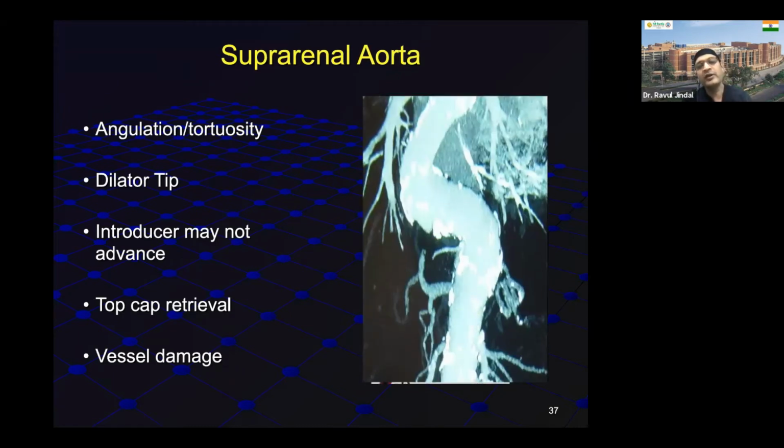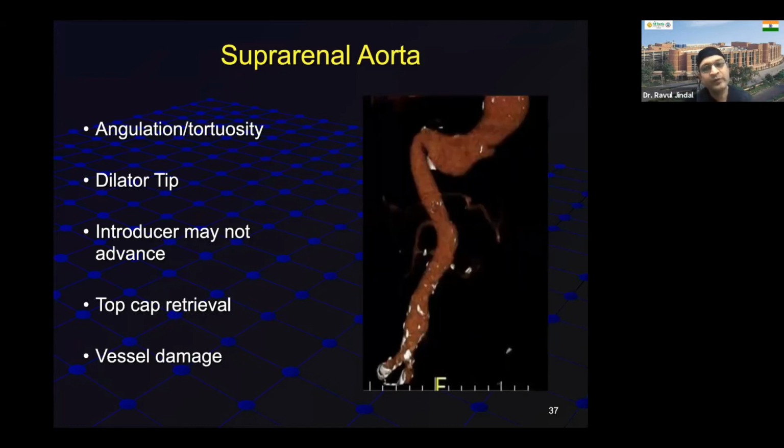Then look into this angulation. Once you see such an aneurysm here, there could be a problem in top cap retrieval. So sometimes what we do is keep an extra stiff wire in the aorta. Look into another angulation, a hugely angulated aorta at the top.